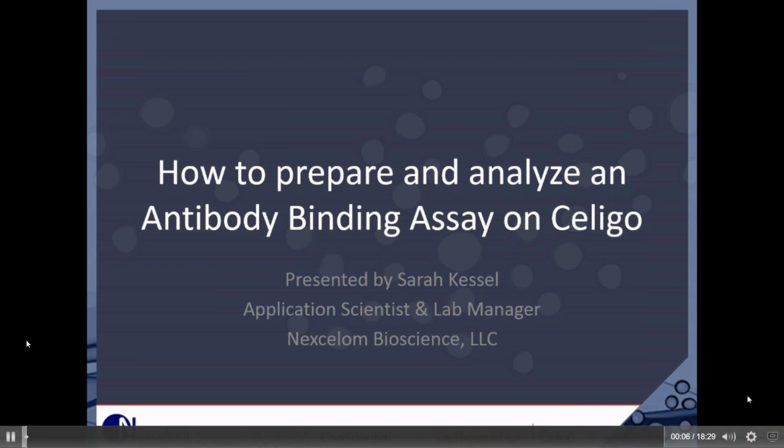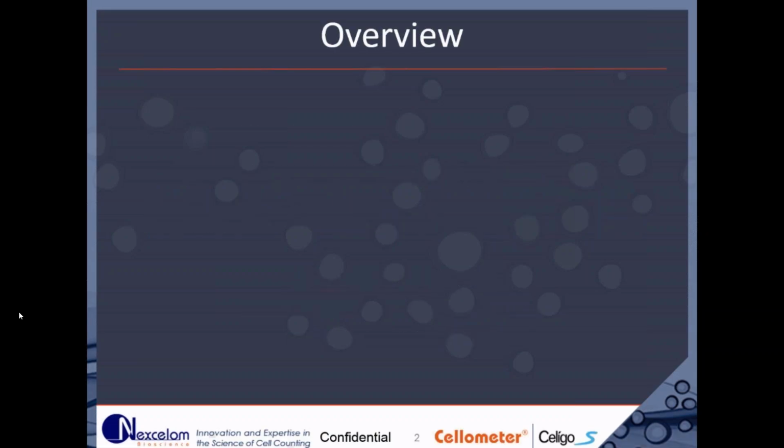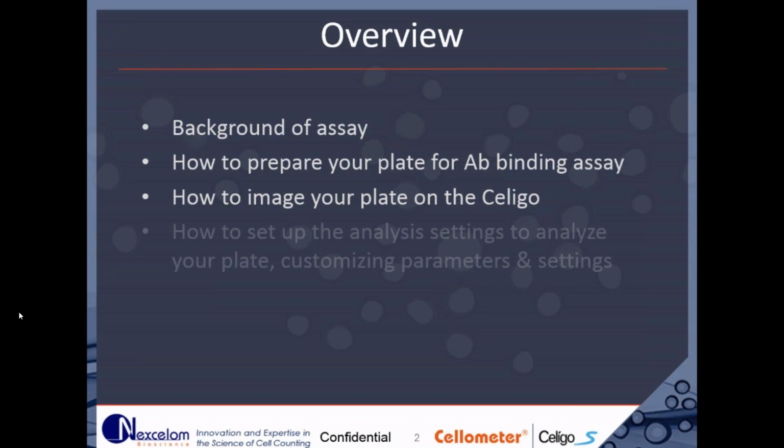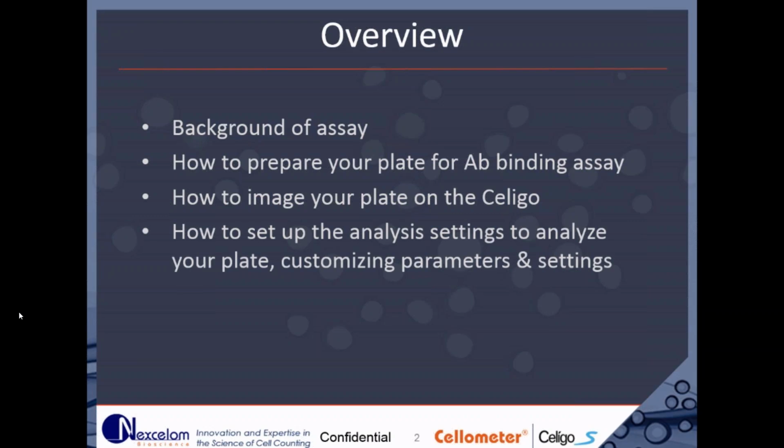Thanks, Amy. Hi, everyone. Welcome. So in today's training webinar, as you heard, we're going to do an antibody binding assay. Just as an overview, we're going to talk about a little bit of the background of the assay, why and when you would want to do this assay, how to prepare your plate for an antibody binding assay. It's a little bit different than your normal cell-based assay, and then how to acquire your image, or image your plate on the Celigo. And then we'll talk more about the analysis, which is usually where people kind of get a little bit tripped up, but we'll go through some of those settings specifically and how you can customize your parameters, and then how to export your data and how to prepare your data into a graph.